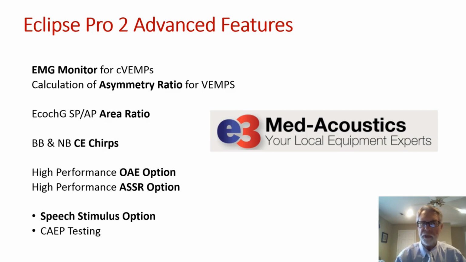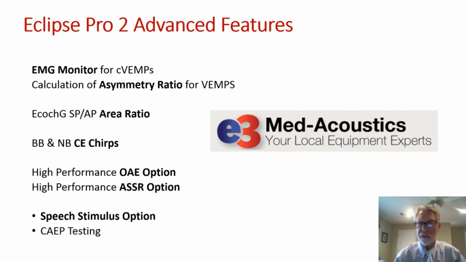There is an EMG monitor option for cervical VEMPs. This way you can monitor just the amount of effort that the patient is applying when they are contracting their sternocleidomastoid and mastoid muscles and make sure that you have equal effort for left and right. When you have that, the software also calculates the asymmetry ratio for VEMPs. In ECochG, you not only have the SP/AP amplitude ratio calculated for you, but you also have the area ratio, which increases the sensitivity of that test.